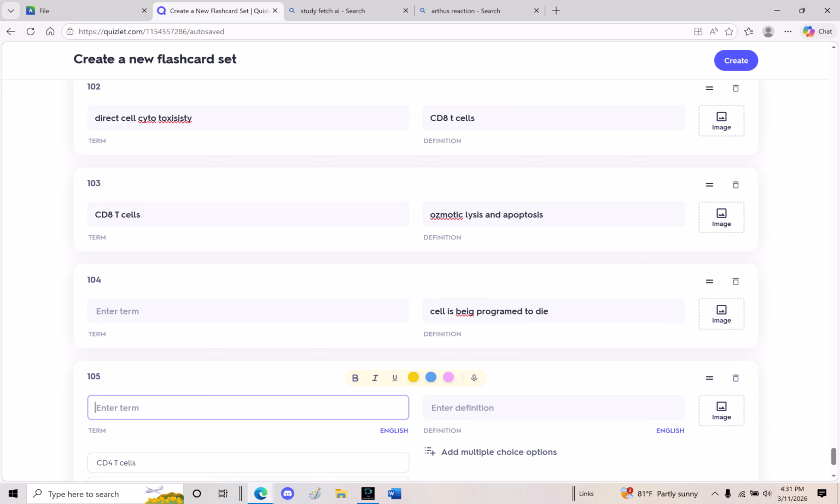So, we talked about mediators that were preformed inside of cells. One of them was histamine. These cytotoxic cells contain two mediators that are preformed, perforin and granzymes, right? So now what do they do? So, perforin, think of perforating, right?